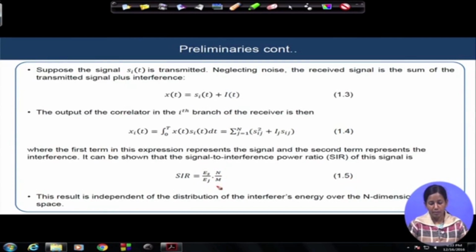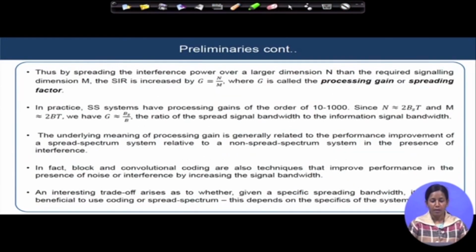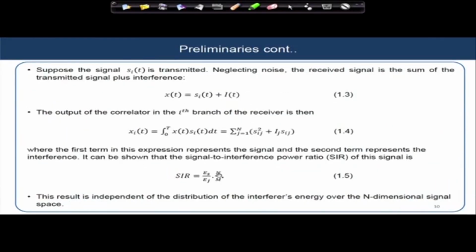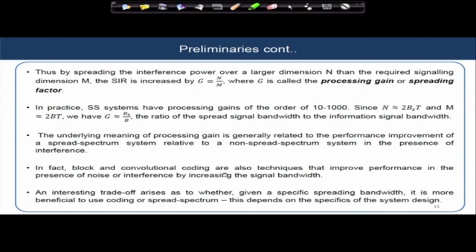Remember, this result is independent of the distribution of the interfering signals, because the distribution of the interfering signals is nowhere controlling the SIR. If noise is there, you have to compute the SINR. Now remember one thing: in the previous slide you notice that as N is much larger than M, there is a gain involved in the signal to interference ratio in spread spectrum communication.